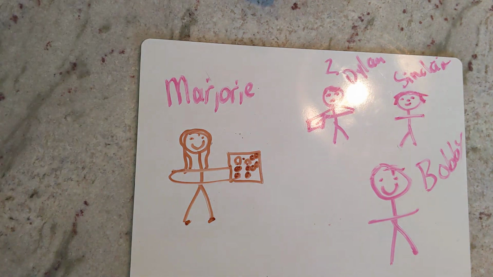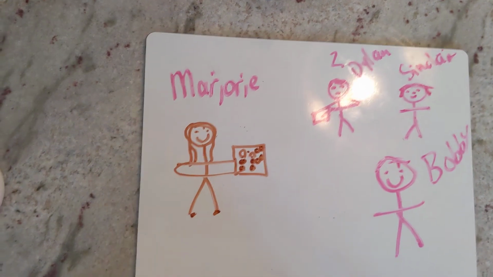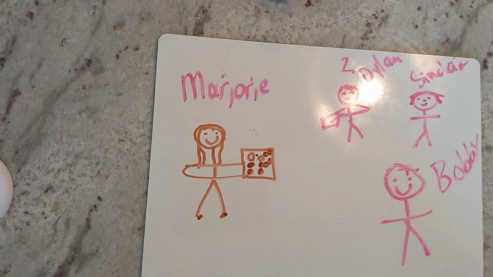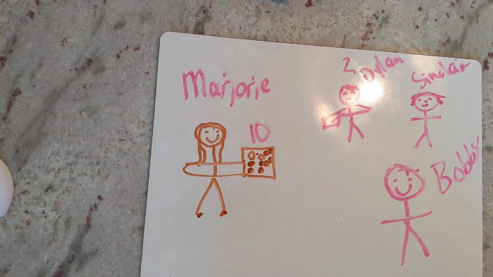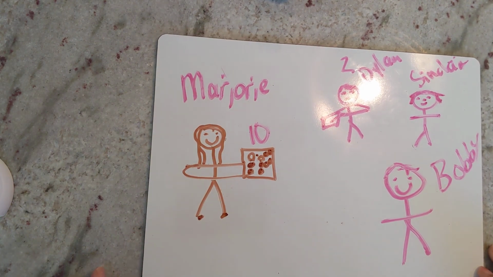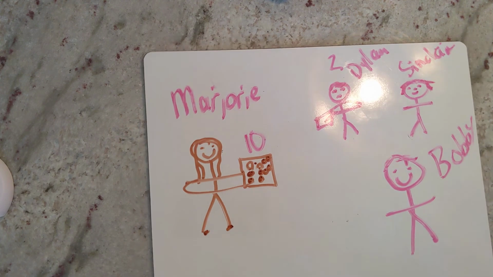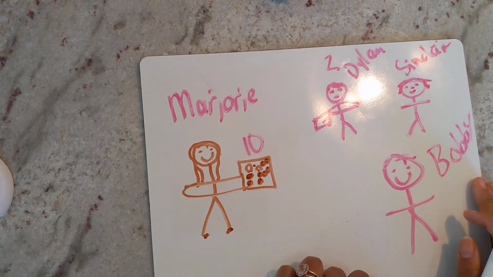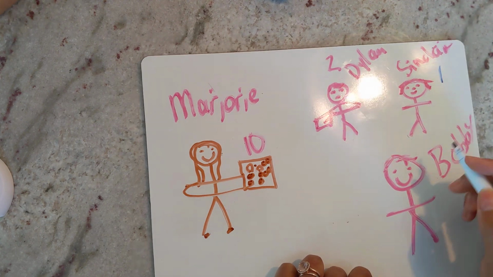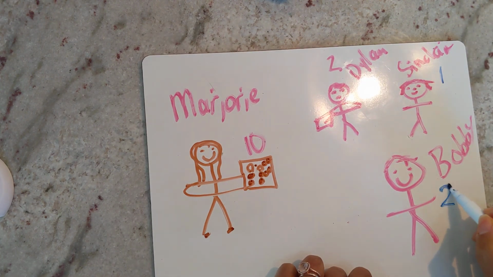Let's get started. Our friends at home haven't heard the mystery problem yet. So we have Marjorie. She baked 10 cupcakes. She loves to help her mom bake. So she made 10 cupcakes, and she wants to share them. She wants to give 2 to Dylan, 1 to Sinclair, and 2 to Bobby.